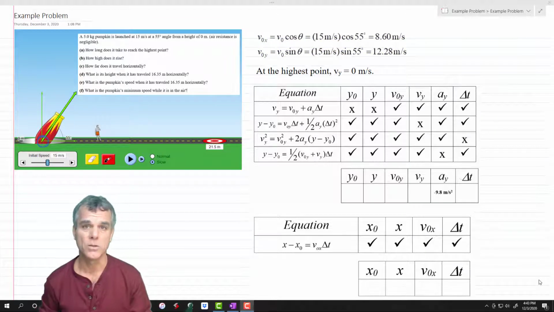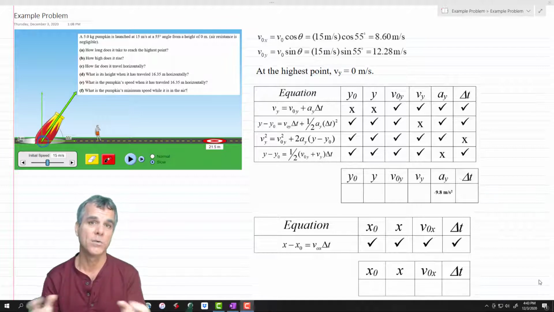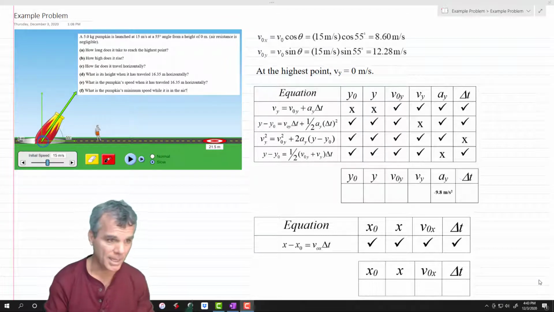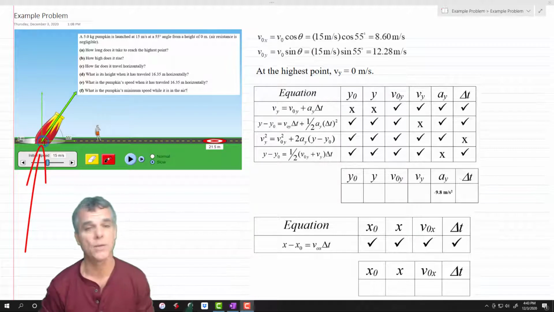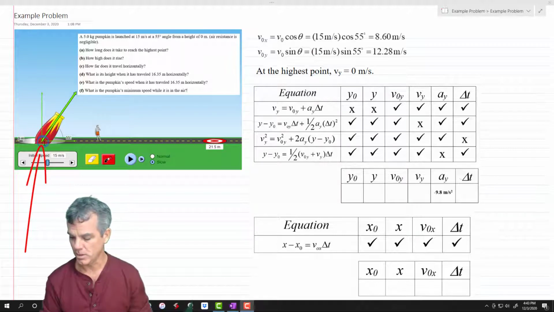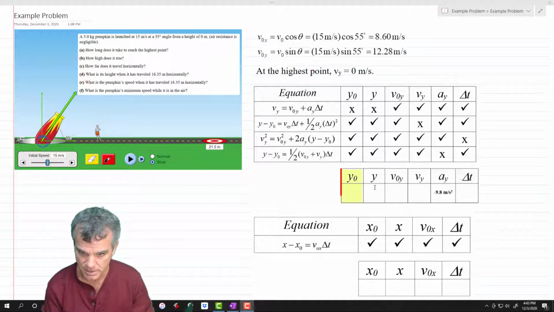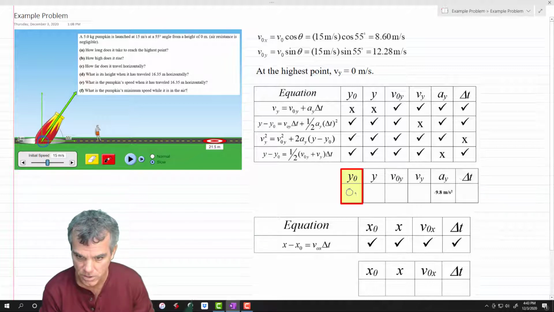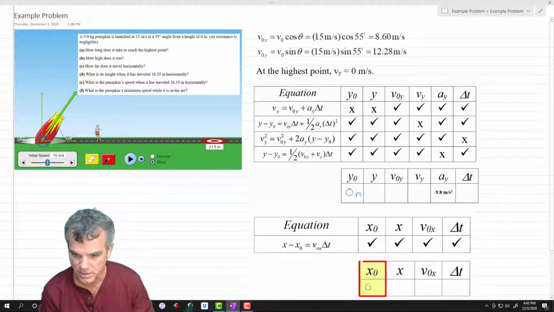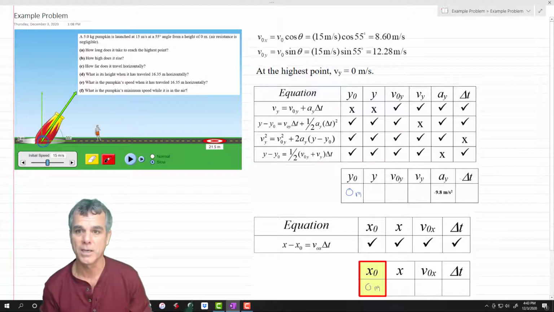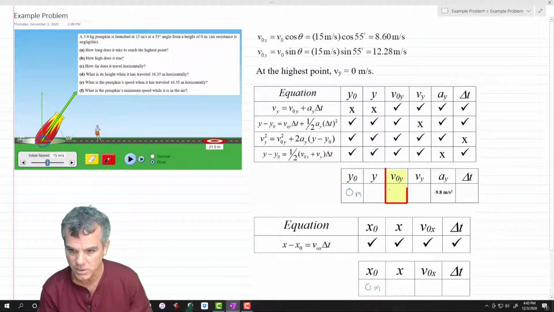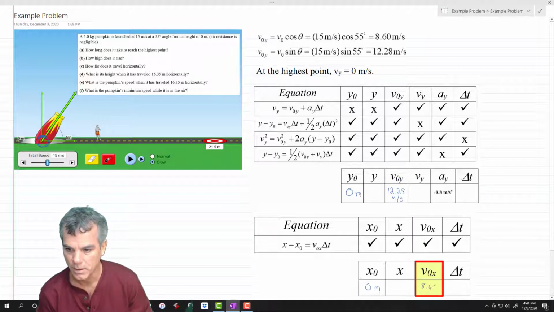The other thing that you want to do to begin with is define where your origin is. So defining x naught and y naught. I'm going to define my origin as where this object starts off, where the pumpkin starts off. So I know my initial position is 0 meters in the y direction, 0 meters in the x direction. I also know my initial velocity in the y direction is 12.28 meters per second. My initial velocity in the x direction is 8.60 meters per second.